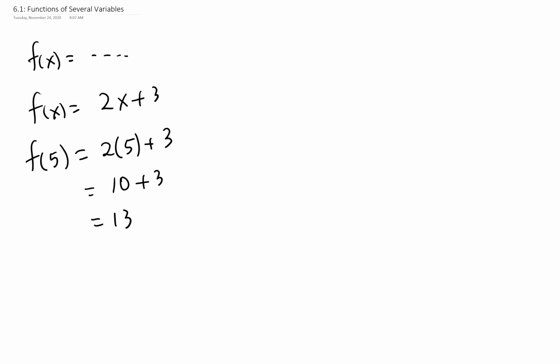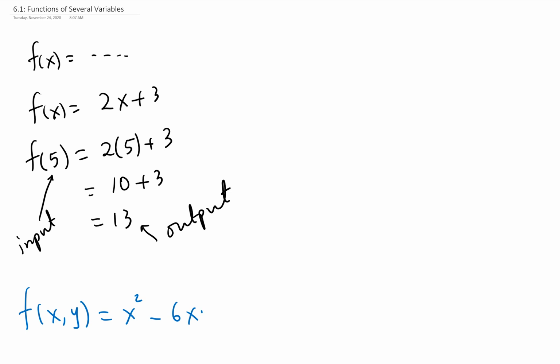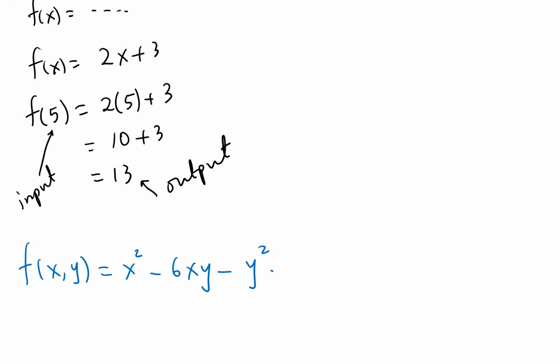So 5 is called the input, and what we got is called the output. In this section, remember it says several variables, so it's not going to be just x. You can have more than one variable. Say you have f of x, y. This means there are two variables, x and y. This is x squared minus, let's say, 6xy minus y squared. That's a function in two variables, x and y.